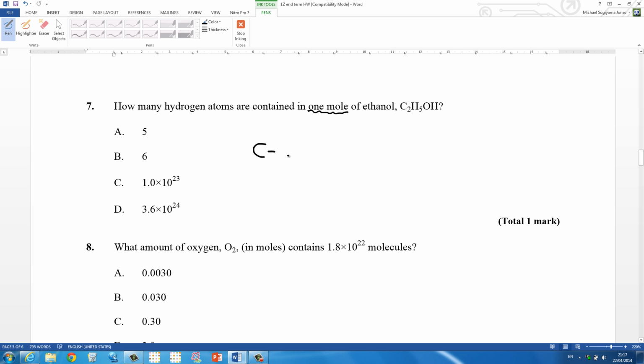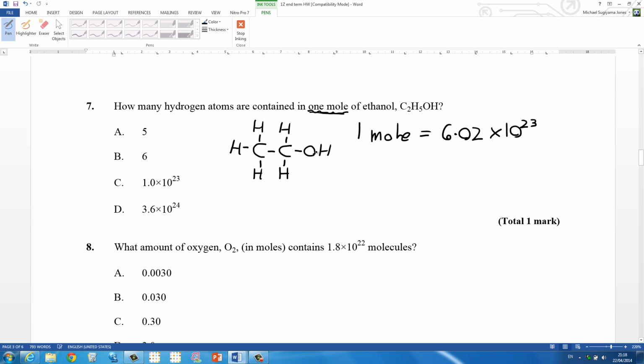So if we had 1 molecule of ethanol, I'll quickly draw the structural formula for ethanol here. This is 1 molecule of ethanol here, so 1 molecule. And 1 molecule has 1, 2, 3, 4, 5, 6 hydrogen atoms. But we're forgetting the question's asking about 1 mole. So 1 mole equals Avogadro's number of anything. So that's 6.02 times 10 to the 23.